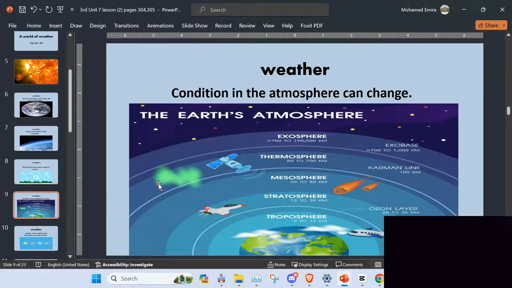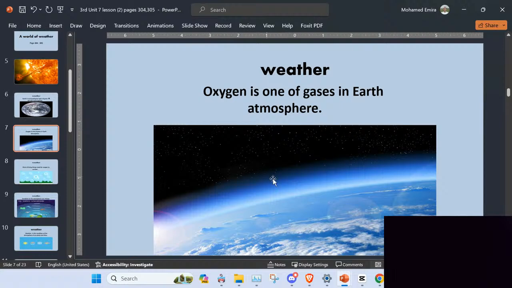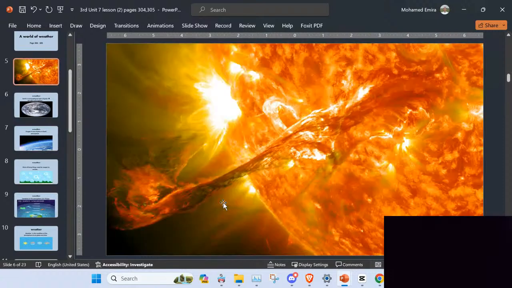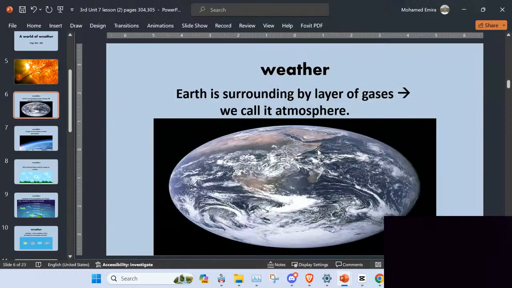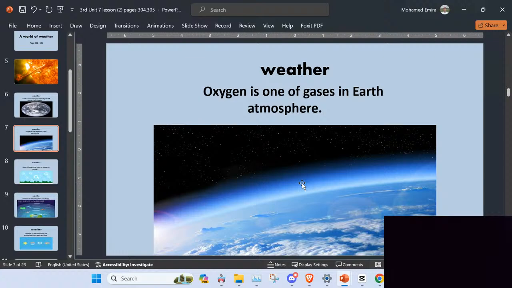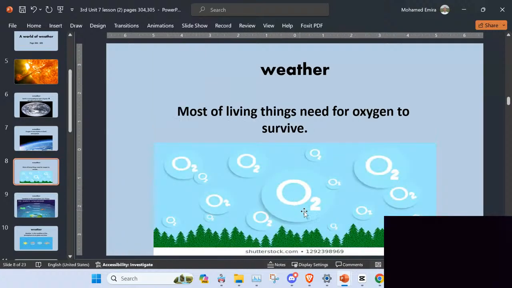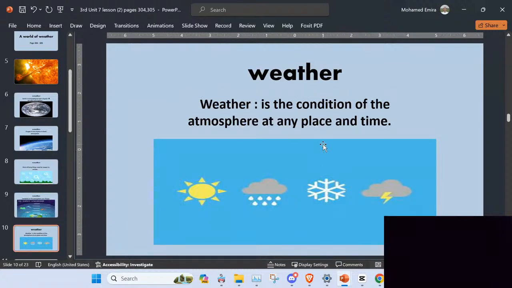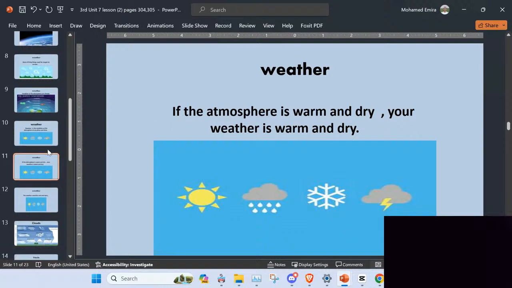Again, what is the atmosphere? It is the protective layer around the Earth that protects us from the huge amount of heat from the sun, and keeps inside the important gases we all need, such as the most important one, oxygen. Okay? And this is about weather.